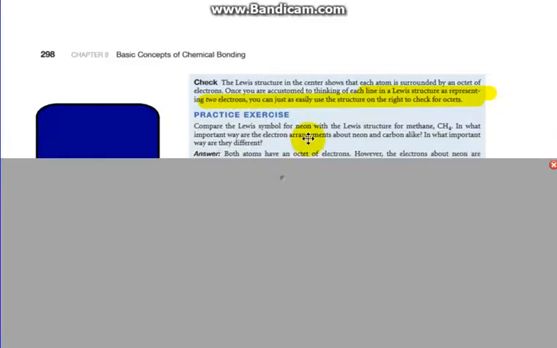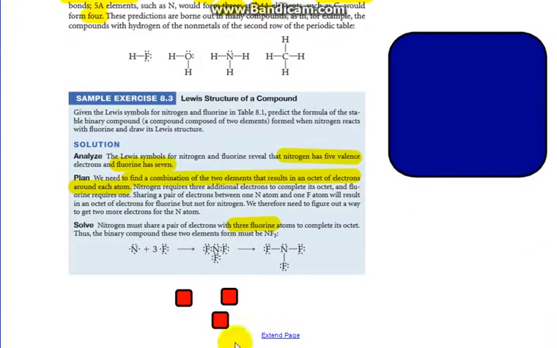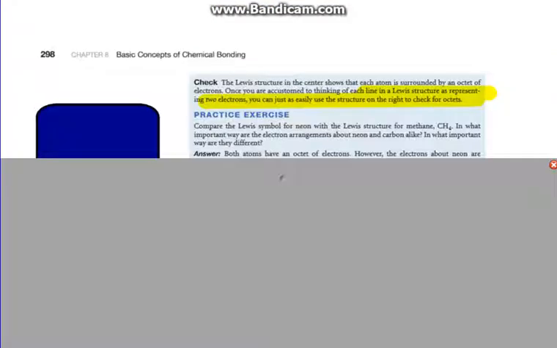Looking at the next page here, the Lewis structure in the center shows that each atom is surrounded by an octet of electrons. Once you are accustomed to thinking that each line represents 2 electrons, a shared pair, you can just as easily use the structure on the right to form the octet. So that's just reinforcing the idea that, yes, these 2 diagrams are equivalent. A line representing a shared pair makes the diagram look a little neater.